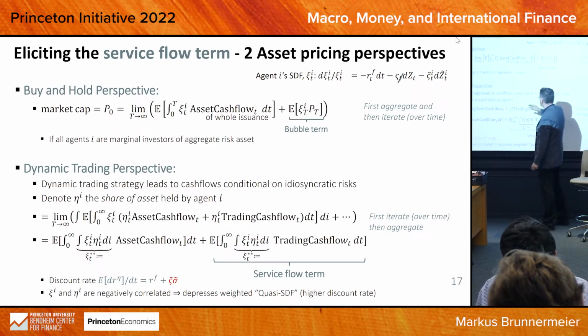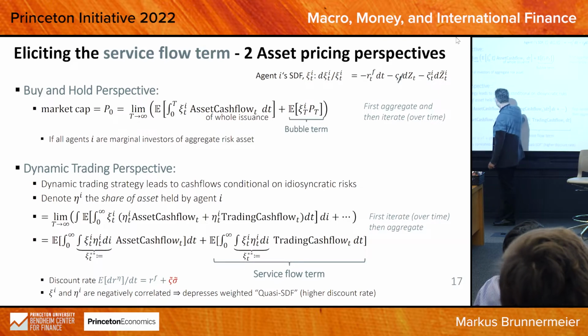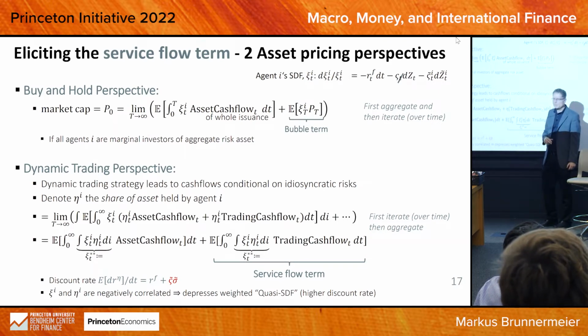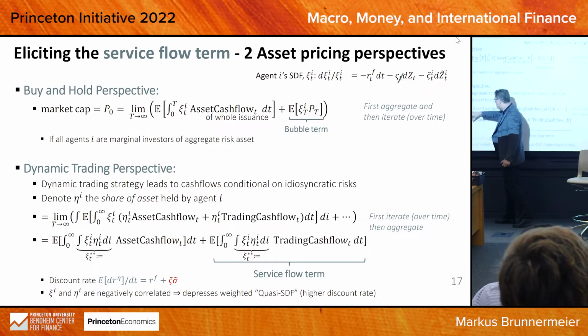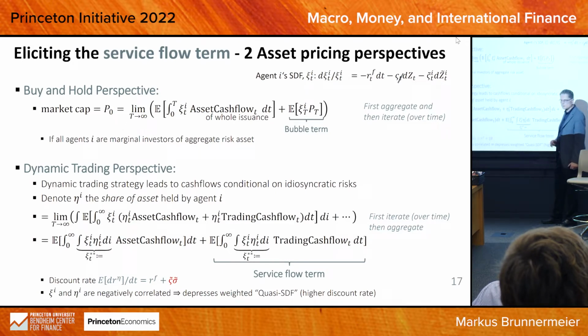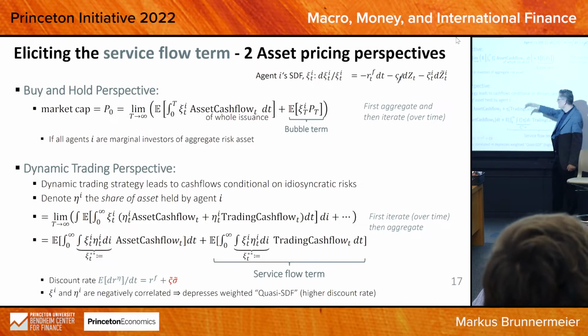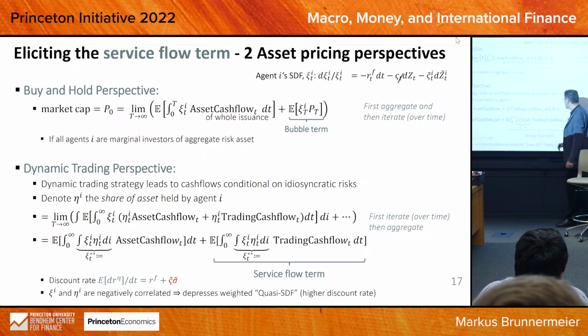So that's a cash flow conditional idiosyncratic risk. Let me denote eta_i, the share of assets held by agent i. I squeeze in here this eta_i, that's a share of cash flows he gets. And then there's also the trading cash flows. Whenever the primary surplus is from the government, he gets a share of it. But he also gets something when he sells, and the trading cash flow is negative when he buys. It's a little bit more intuition going on.